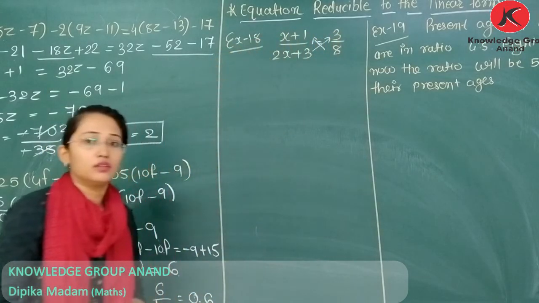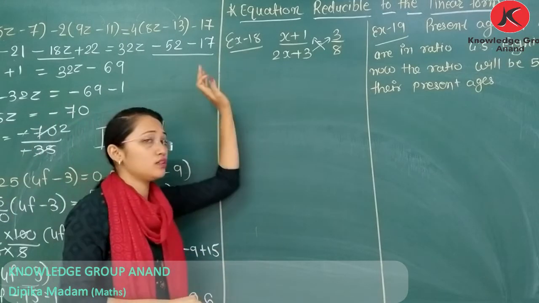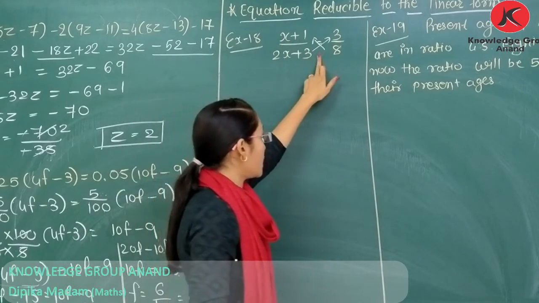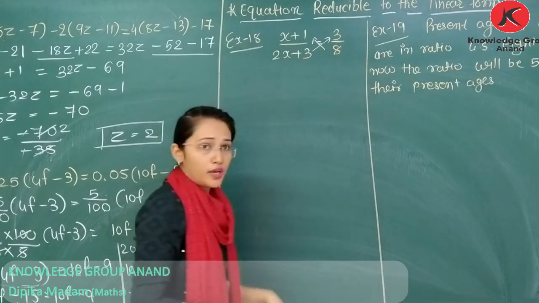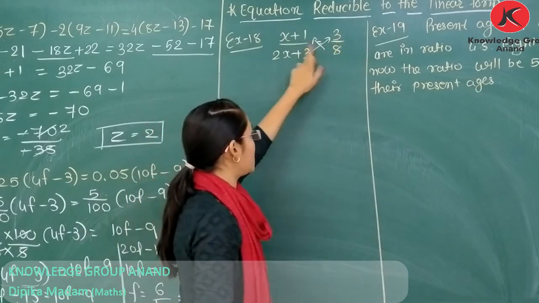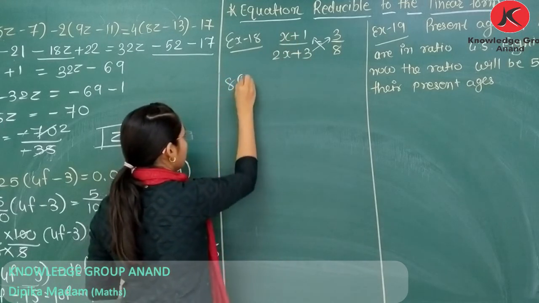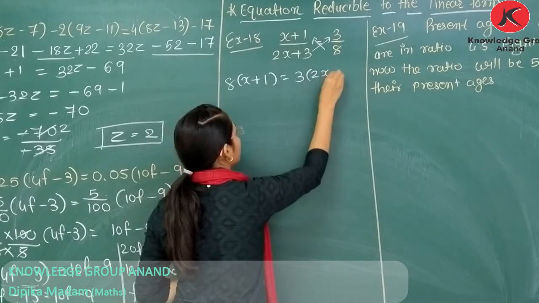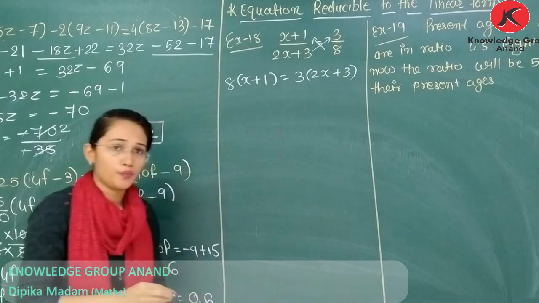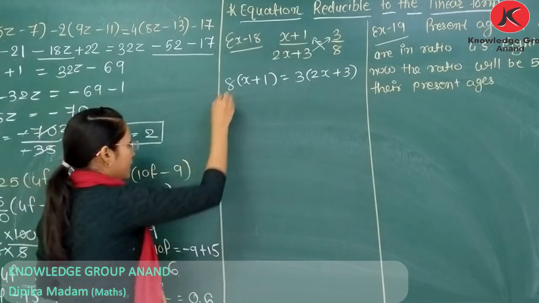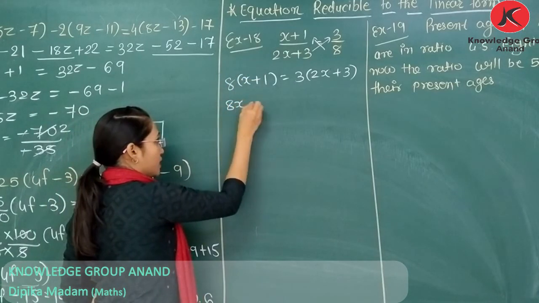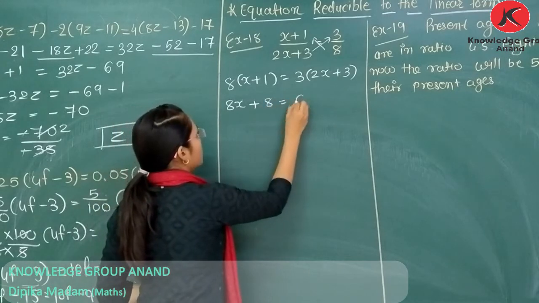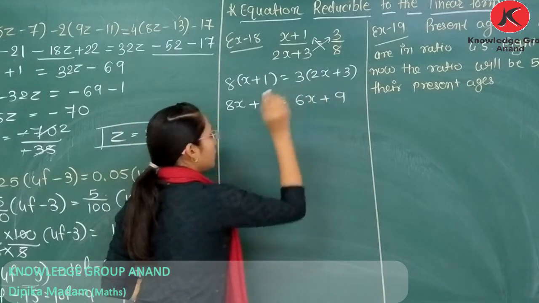cross multiplication. Clear? Here the example 18 of the textbook is given, that is x plus 1 divided by 2x plus 3 is equal to 3 by 8. So here cross multiplication is applied. 8 is multiplied with x plus 1 and 3 is multiplied with 2x plus 3. Clear? Now open the bracket. 8 is multiplied with x, 8x, means we convert this into linear form. 8 is equal to 6x plus 9.